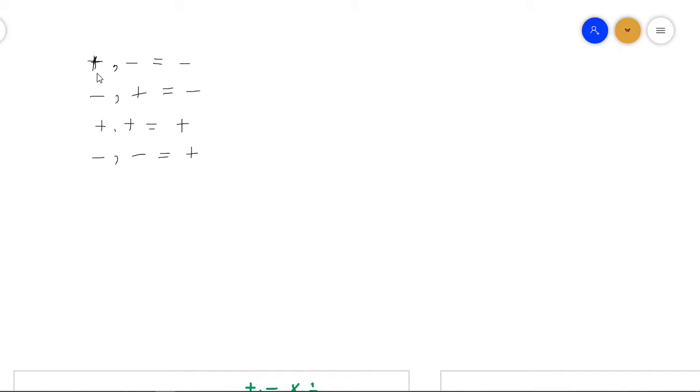If the natures of the terms are opposite, then we will subtract them. Opposite means if the first one is positive and the other one is negative, then you have to subtract them. And if the terms are the same, both positive or both negative, then we will add them.